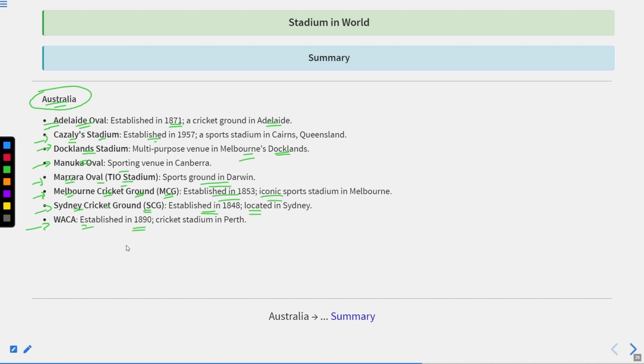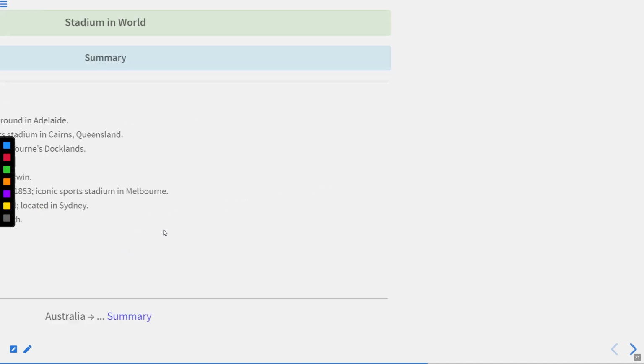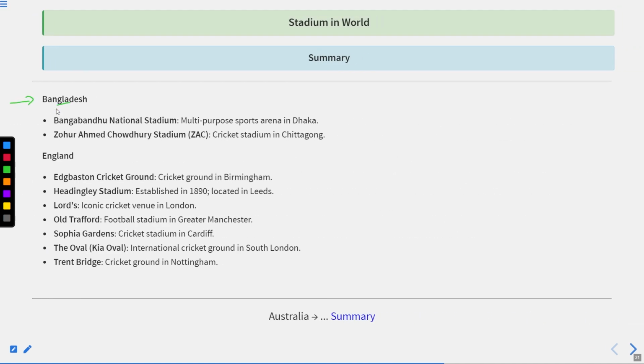WACA, established in 1890, cricket stadium in Perth. Then we have seen Bangladesh, Bangabandhu National Stadium, multi-purpose sports arena in Dhaka. Zohur Ahmed Chowdhury Stadium, cricket stadium in Chittagong. Then we have seen England, Edgbaston cricket ground in Birmingham. Headingley Stadium, 1890, located in Leeds. Lord's, iconic cricket venue in London. Old Trafford football stadium in Greater Manchester.